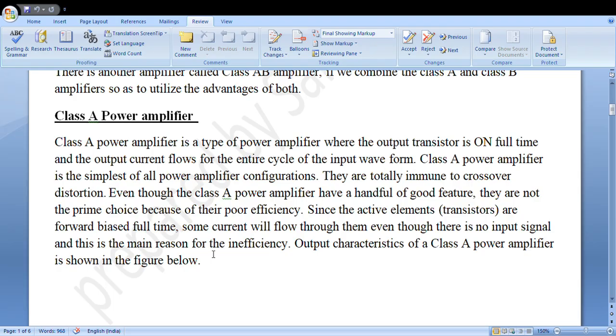Because the active elements, that is the transistors, remain forward biased for the full time of the input cycle. As a result, some current flows through them even when there is no input signal, and that is why the efficiency of Class A amplifiers is not very good.